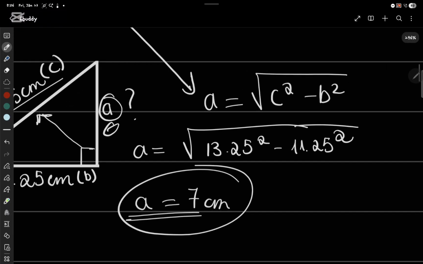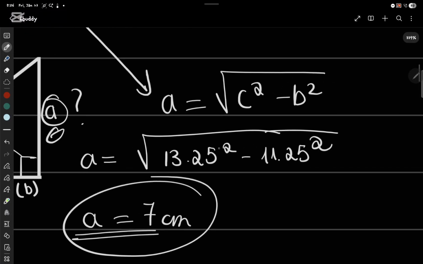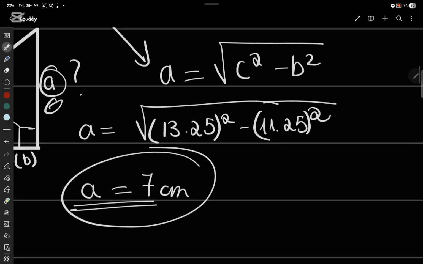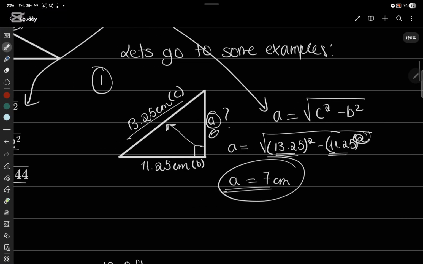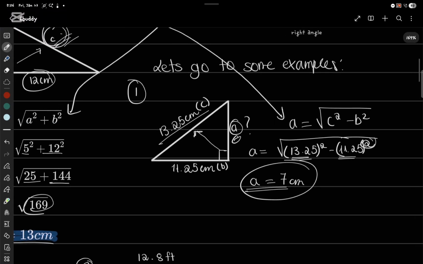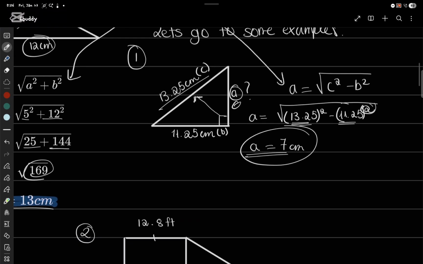Oh, and another very important thing is that you're going to put brackets. When you plug it into your calculator, you're going to put brackets around these numbers before you square them. So it's just a calculator thing. Just be aware of that. You want to put the brackets there. Okay.